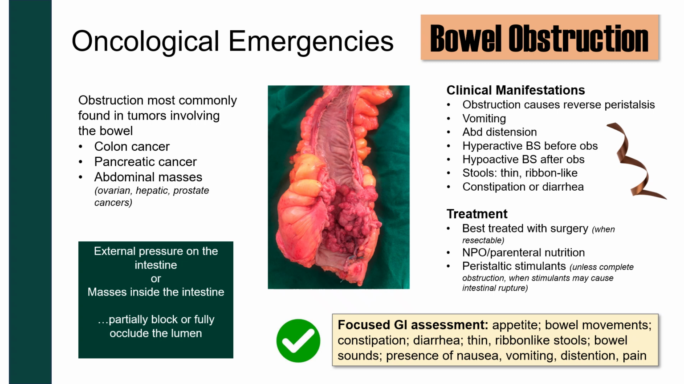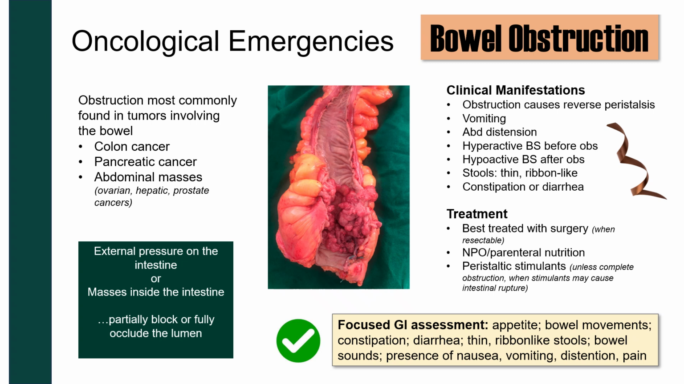So when you have a bowel obstruction, the best treatment is going to be surgery, but not all situations can be surgically corrected. So it really just depends. The patient will be NPO and they may require parenteral nutrition. So that is nutrition via the IV through intravenous access, and possibly peristaltic stimulants if it is not a fully occluded intestinal blockage. What you want to remember as a nurse is to complete your focused GI assessment.